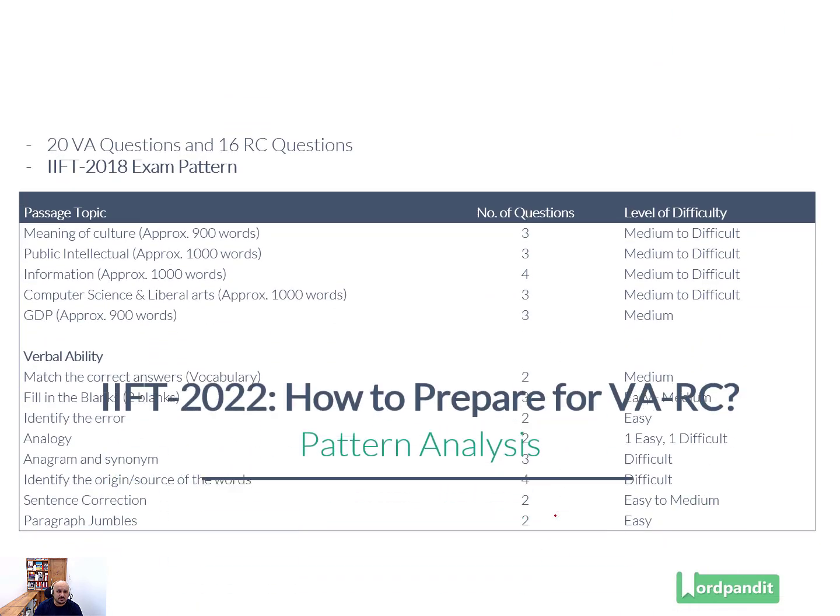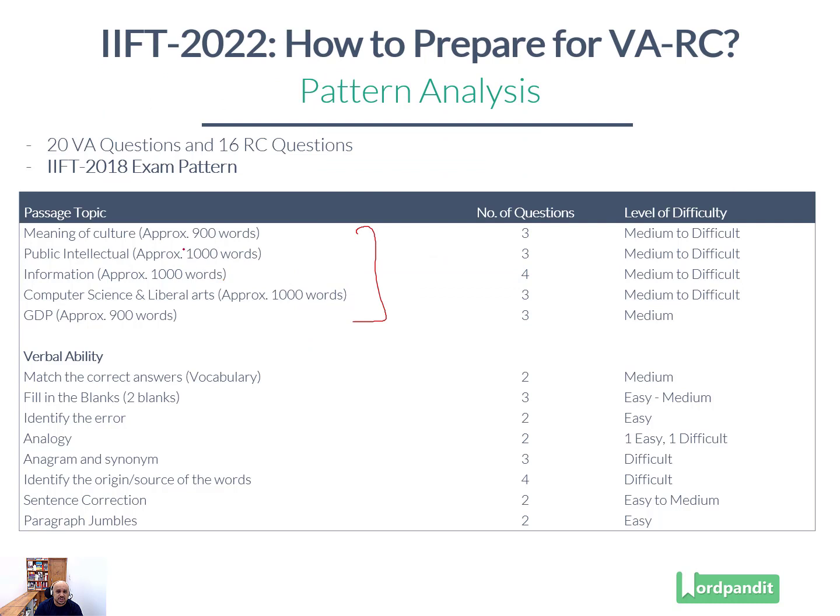If you go back 1 year before that, 5 RCs for a change, really long RCs as well. We've gone to the pen and paper format. So then you had, the RCs were a lot longer with IIFTs. Ever since they've shifted the mode of examination, the RCs have gotten shorter.